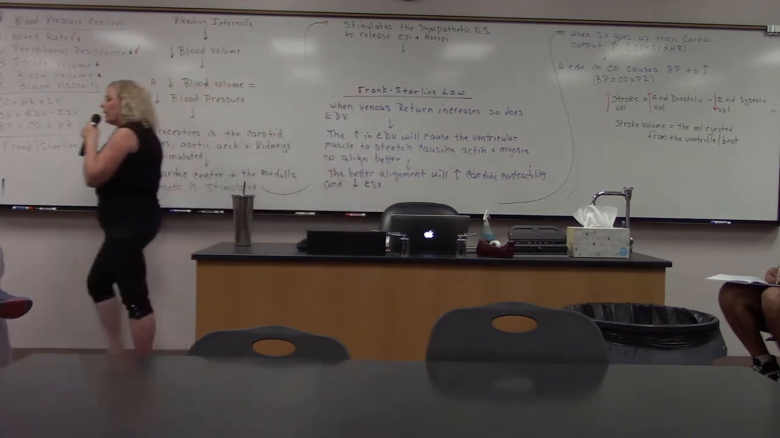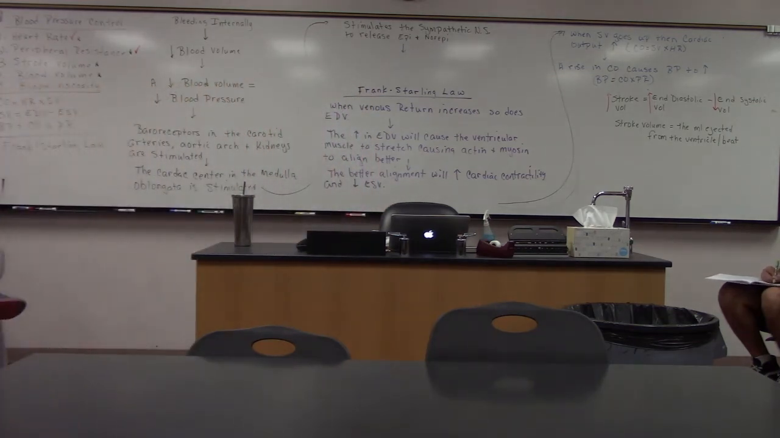Okay, so we're going to increase venous return. This is going to cause the ventricular muscle to stretch because end diastolic volume goes up. When end diastolic volume goes up and the muscle stretches, actin and myosin line up better. The greater alignment of actin and myosin causes the force of contraction to go up.